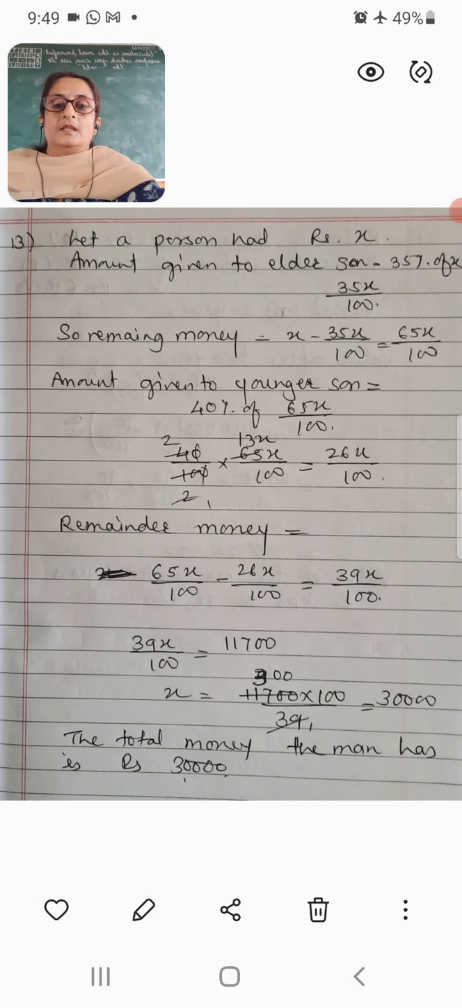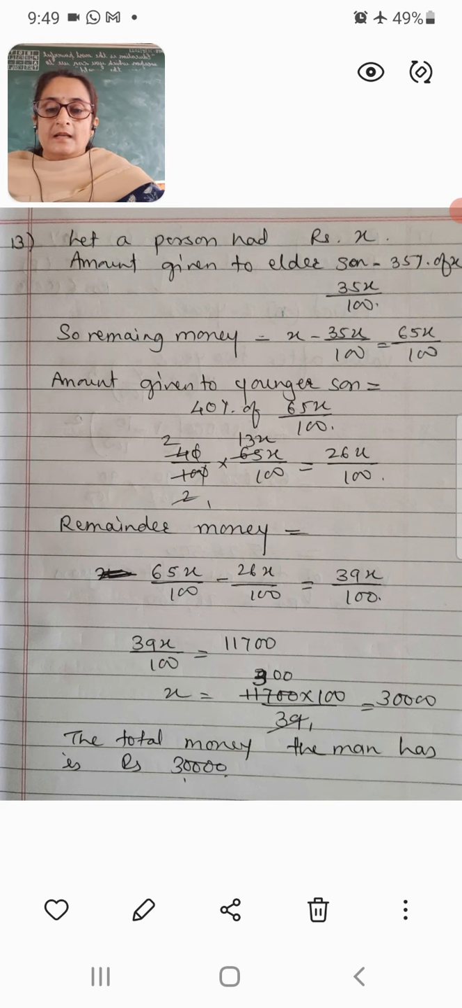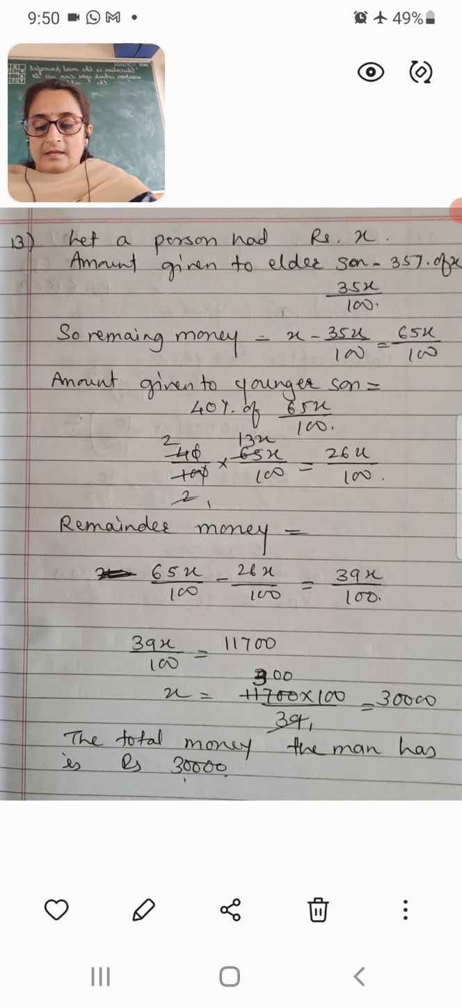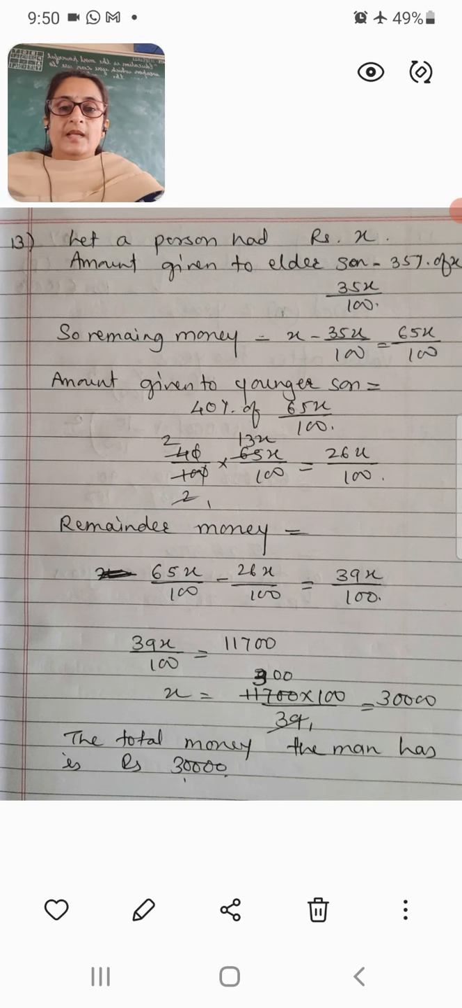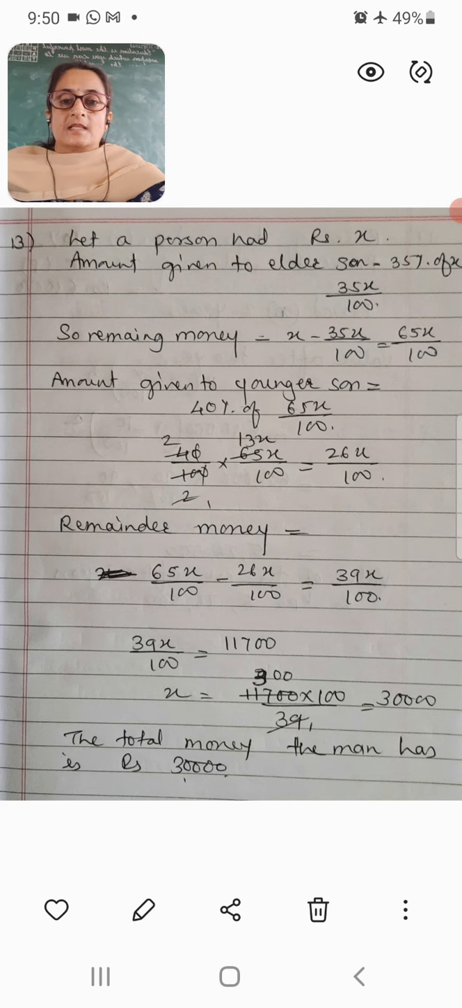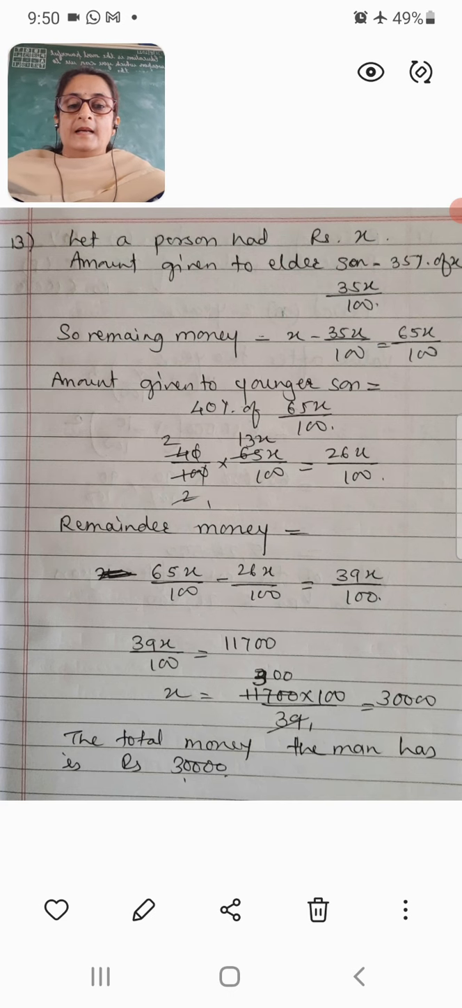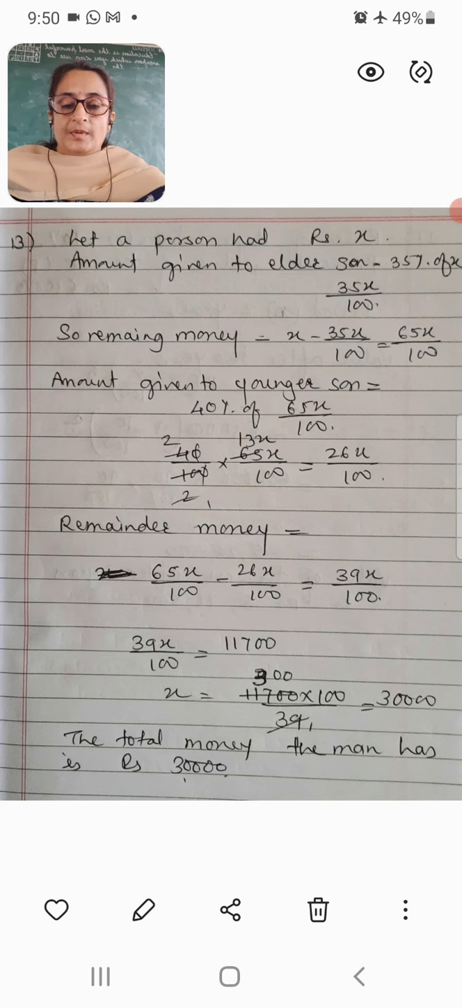See the question. A person was having some money. Out of that, he has given 35% to his elder son. After that, he has remained with some money. From the remaining money, he has given 40% to his younger son, and after that he has remained with 11,700 rupees. So how much money was he having?